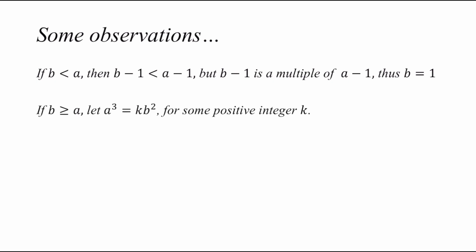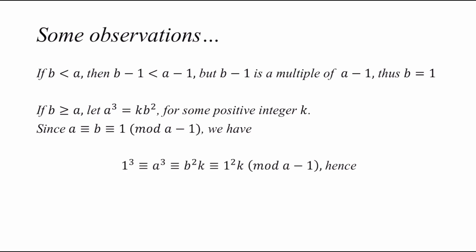And if b is larger than or equal to a, let a cubed equal k times b squared for some positive integer k. Since a is congruent to b, congruent to 1 mod a minus 1, we will have 1 cubed is congruent to a cubed, which is congruent to b squared k because a cubed equals k b squared, which is congruent to 1 squared k since b is congruent to 1 mod a minus 1. And therefore, we'll have this really nice result, which is k is congruent to 1 mod a minus 1.